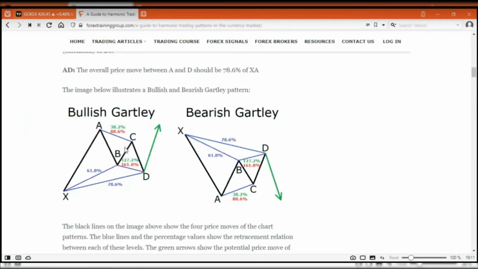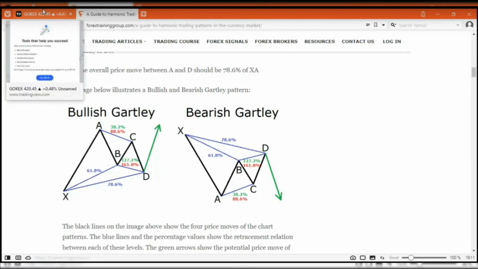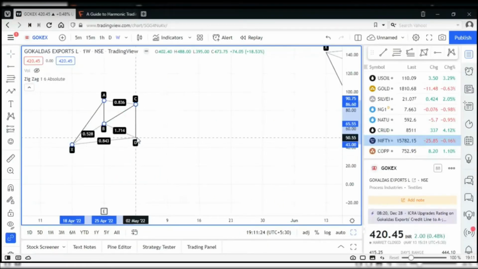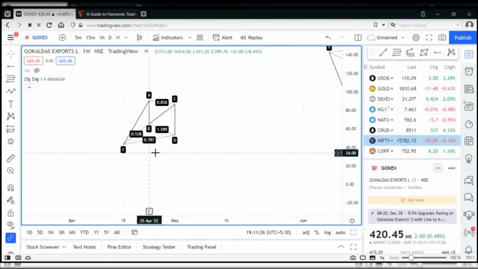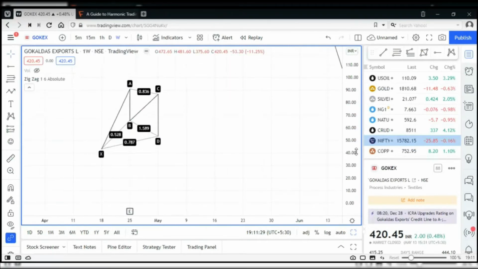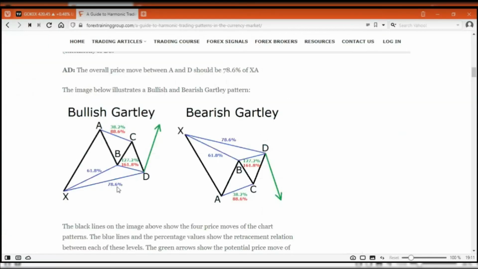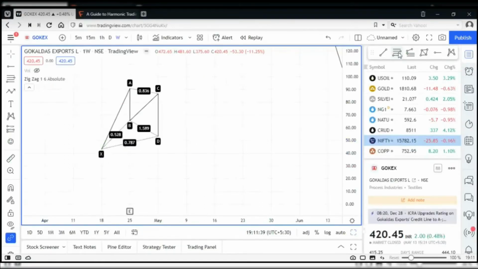If the bullish Gartley is qualified, then the C to D value should be a minimum of 1.272 to 1.618. It should be in this middle range only. So the D point should come at 0.786. How should we find this out? We should draw Fibo from X to E.